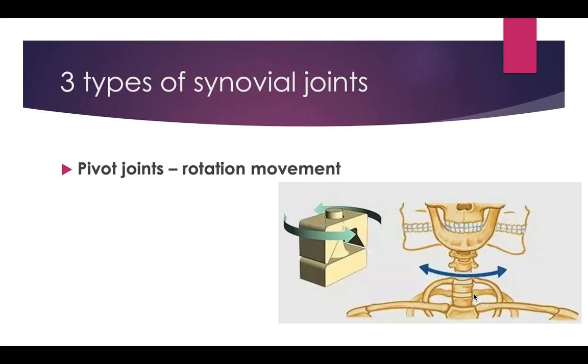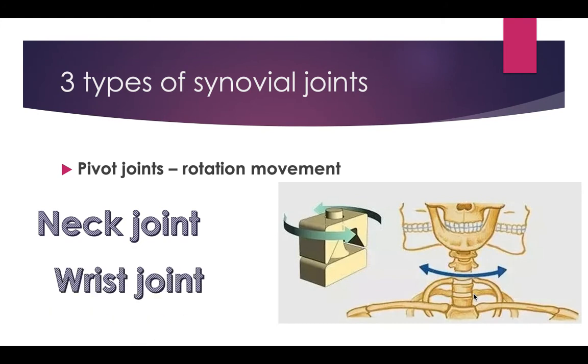And the third type of joint is called a pivot joint, which is where you get rotational movement. And the example here is your neck joint. You can move your head from left to right, and that is rotational movement. Also, the same happens in your wrist.